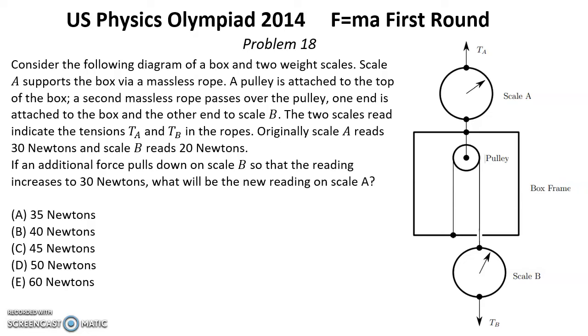Originally, scale A reads 30 newtons and scale B reads 20 newtons. If an additional force pulls down on scale B so that the reading increases to 30 newtons, what will be the new reading on scale A?